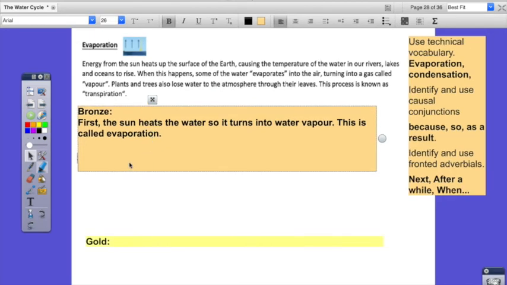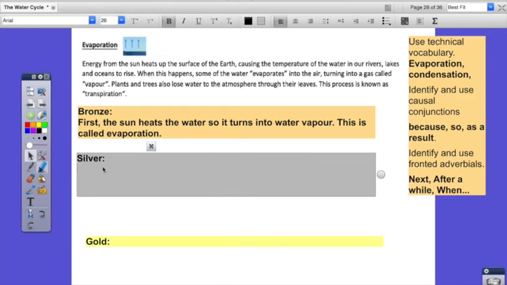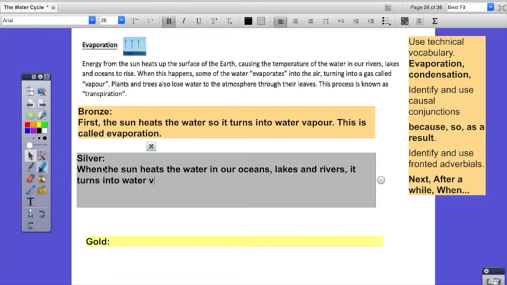So I'm actually going to go for a slightly better, I think, adverb. I'm going to start with when. When the sun heats the water in our oceans, lakes, and rivers. Remember, in year four, we should be using commas in the list very confidently now. So when the sun heats the water in our oceans, lakes, and rivers, it turns into water vapour. As a result, okay, so this is a causal conjunction, evaporation occurs.